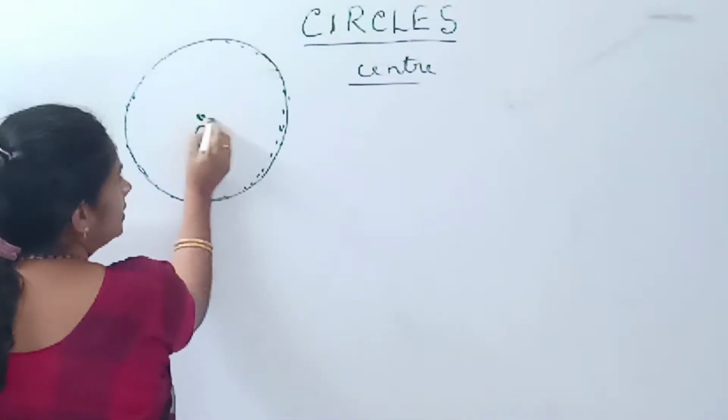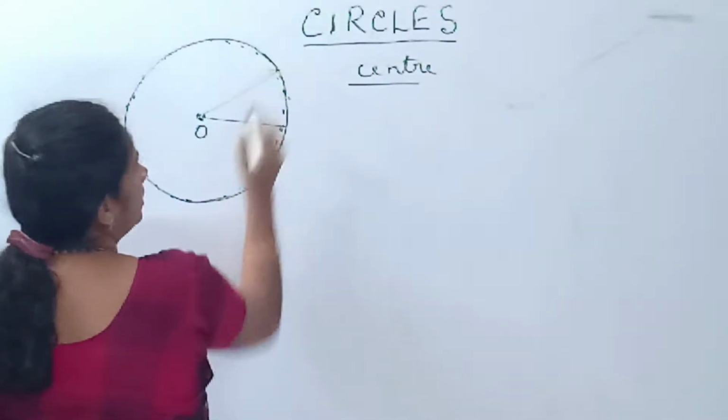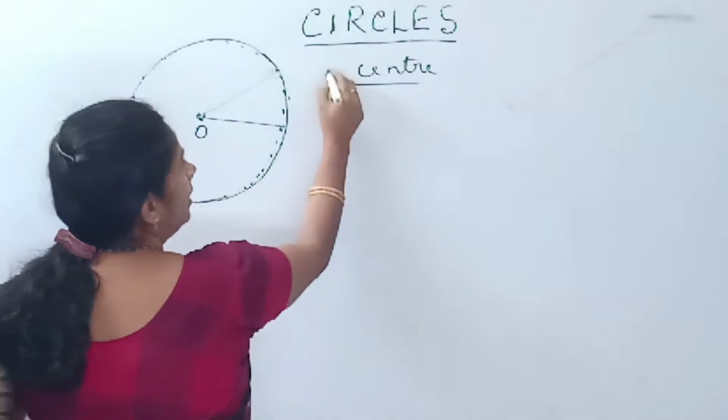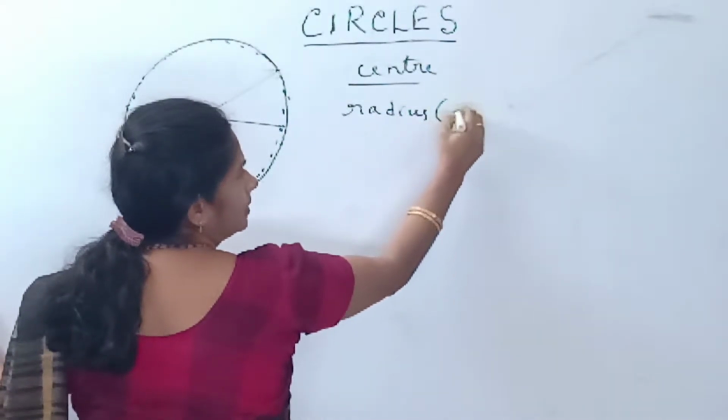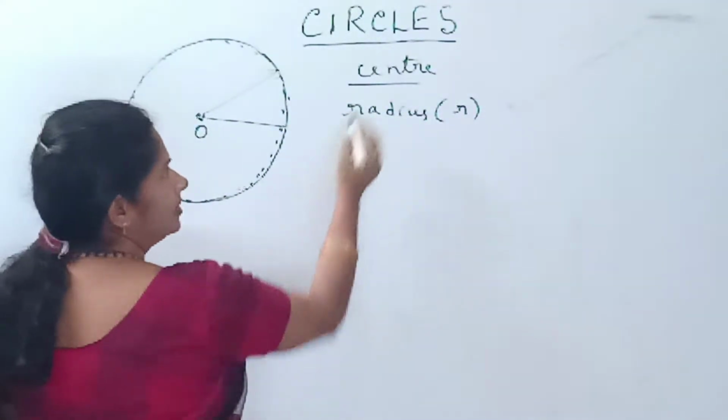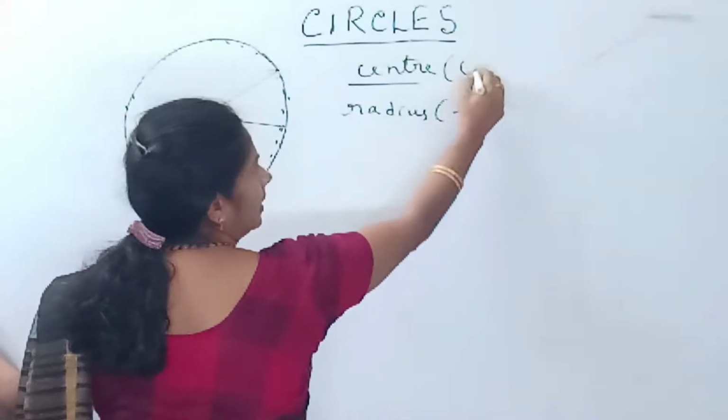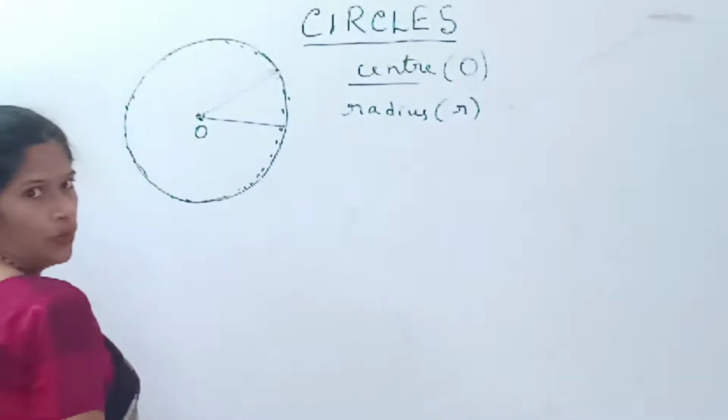And the fixed distance is called the radius of a circle, and it is denoted by the symbol small letter r. The center of the circle is denoted by the symbol capital letter O.